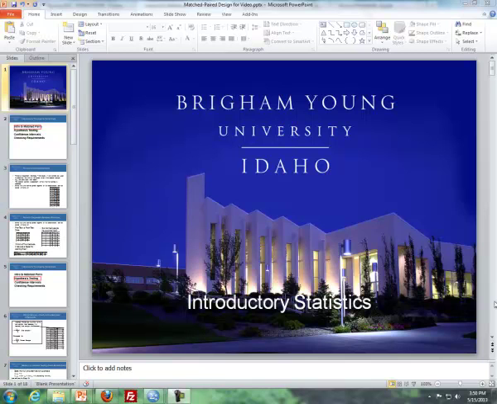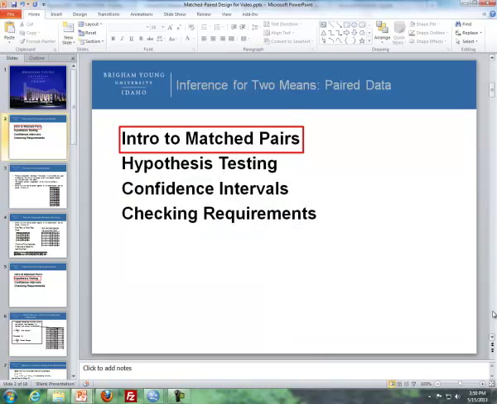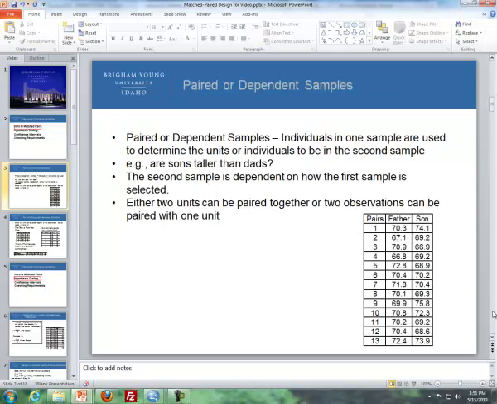paired data. And so here's the outline for these videos. First, I'll talk about an intro to matched pairs or paired data. Then I'll talk about hypothesis testing. Then I'll follow it up with confidence intervals, and then I'll wrap it up with checking requirements. Okay? So first of all, paired or dependent samples.